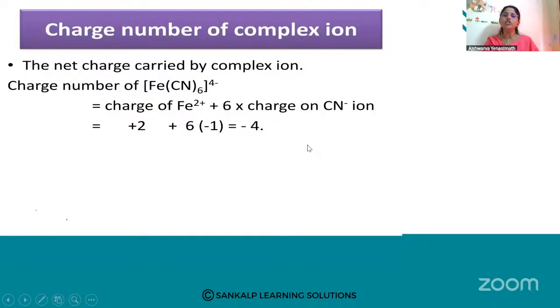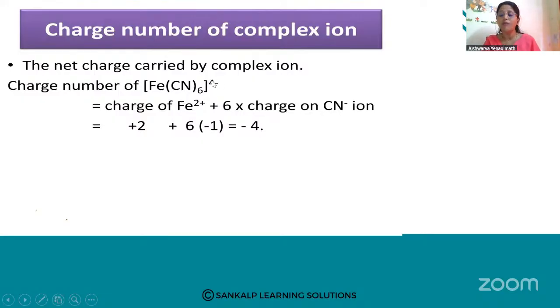Then the charge number of the complex ion. How to find the charge number of the complex? The net charge carried by the complex ion is called the charge number. So let us see how to calculate it. For example, [Fe(CN)6] 4 minus. So how do you calculate? I have to calculate the charge of Fe plus 2 plus the rest. Here they have given 4 minus.